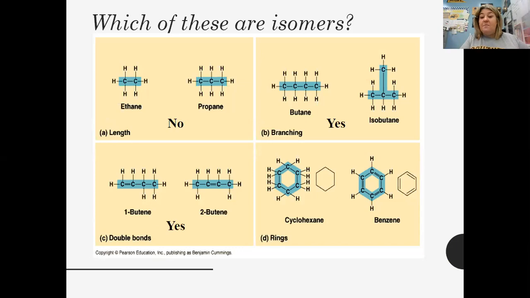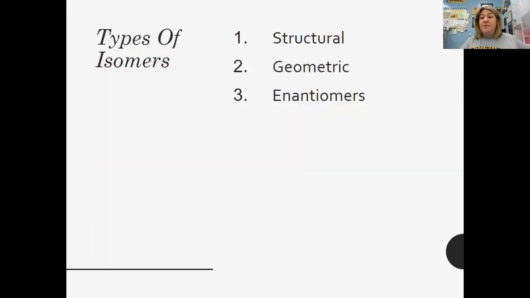And then we can even have them bent into rings. This is cyclohexane and benzene. Take a second look at those. Are those the same formulas? No, they're not. Because those double bonds change how many hydrogens there are, so that would not be an isomer. And we have three types of isomers. We have structural isomers, geometric, and then we have one called an enantiomer.